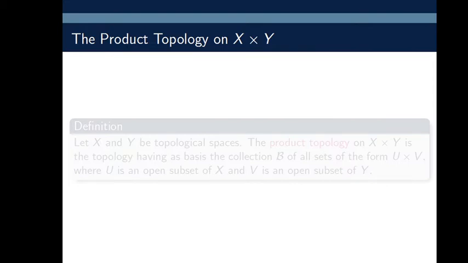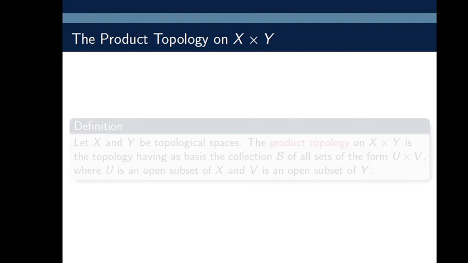Now the next article: the product topology on the Cartesian product X cross Y. If X and Y are topological spaces, then there is a standard way of defining a topology on the Cartesian product X cross Y. We consider this topology now and study some of its important properties.